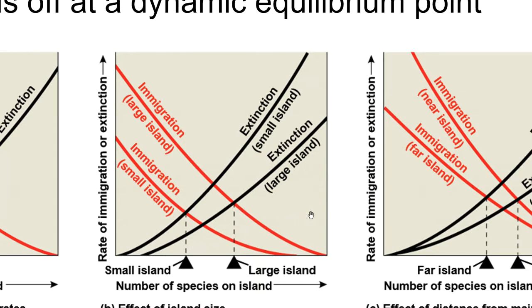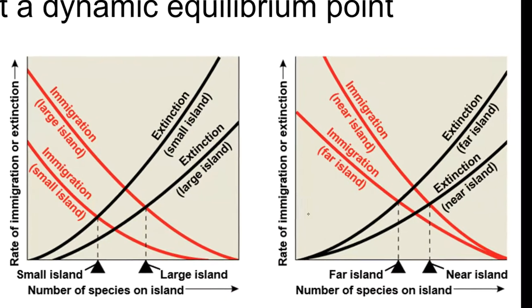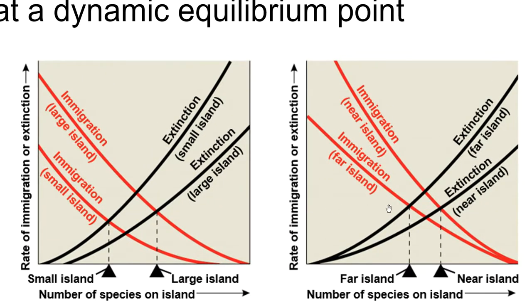So that's island size. And now we're going to assume island size is the same, but we're going to look at distance from the mainland. And so immigration on a near island versus a far island. Picture a far island really, really far out to sea versus one that you could practically see maybe from the mainland. You're going to have a much greater rate of immigration. Lots of organisms are going to make it there.